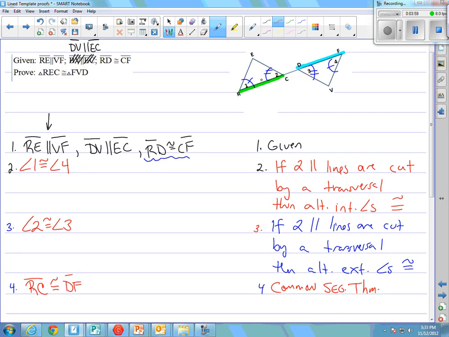Now that I know that segment is congruent to that segment, I look at my two triangles and I've got angle side angle. So I'll say triangle REC is congruent to triangle FVD, and my reason then is angle side angle. And we're done.